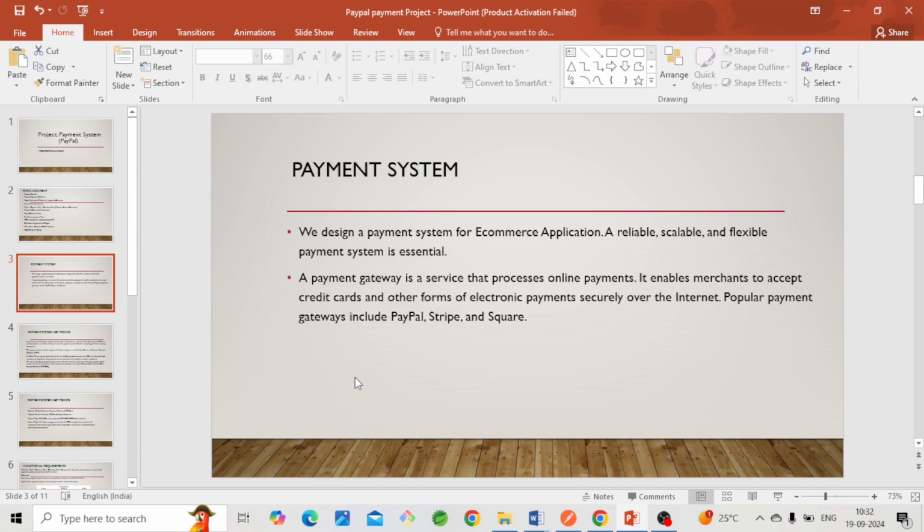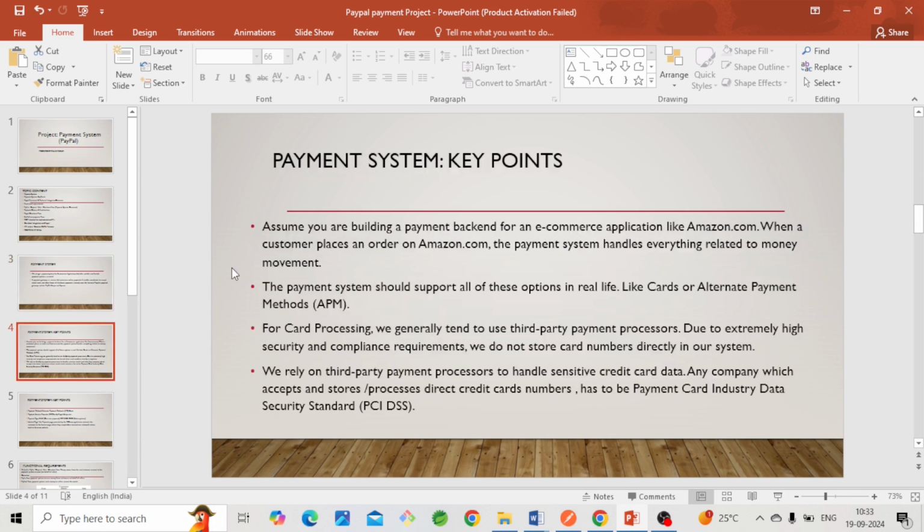The payment gateway is a service that processes online payments. We are using various online payments, and the payment gateway is the service which processes them. It enables merchants to accept credit cards and other forms of electronic payments securely over the internet. The popular payment gateways include PayPal, Stripe and Square. In this project, we are discussing the PayPal system.